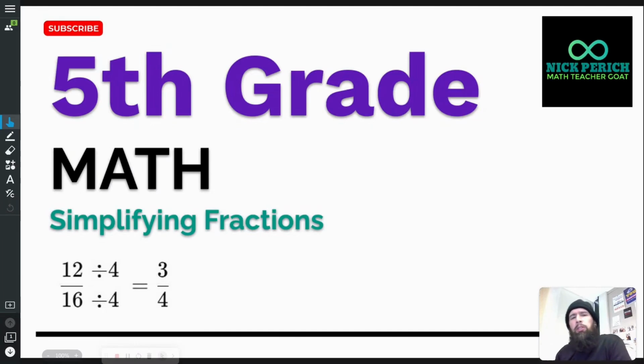What up, what up? I'm the math teacher Goat, and today in 5th grade math we are talking about simplifying fractions. How can I make something that looks like that into something that looks like that?